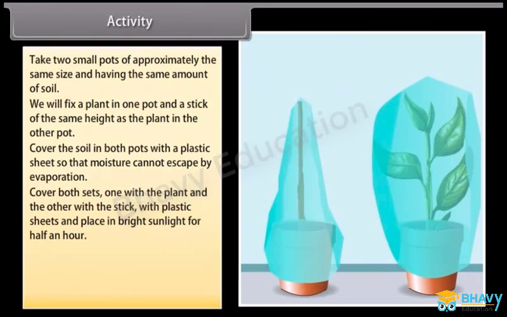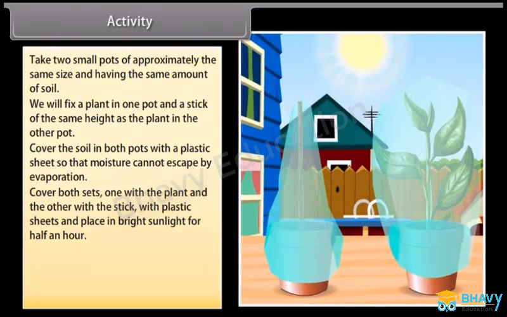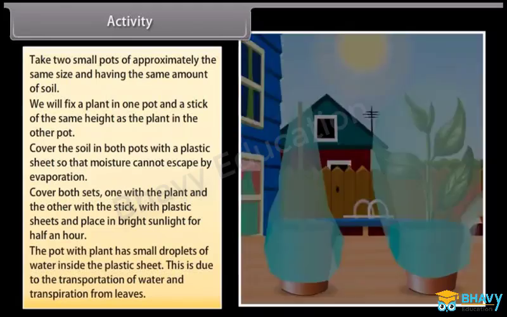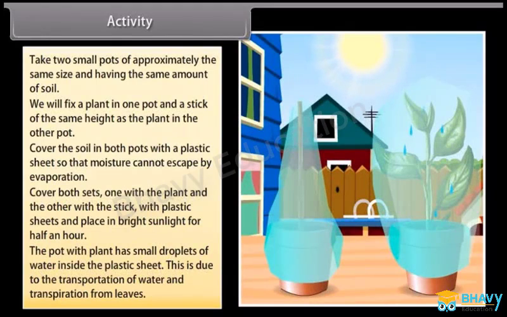Cover both sets, one with the plant and the other with the stick, with plastic sheets and place in bright sunlight for half an hour. The pot with the plant has small droplets of water inside the plastic sheet. This is due to the transportation of water and transpiration from leaves.